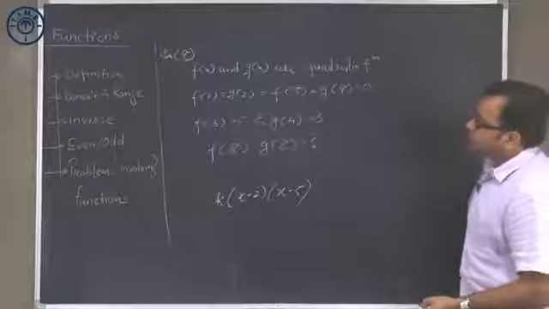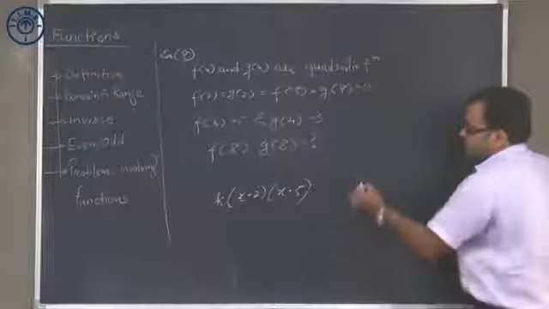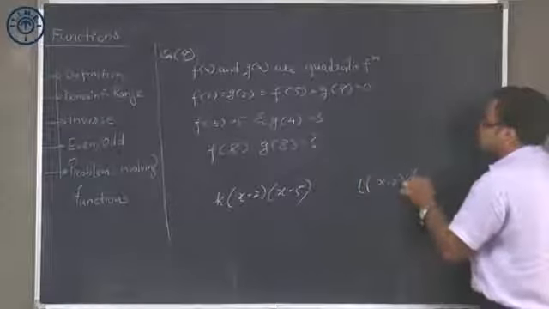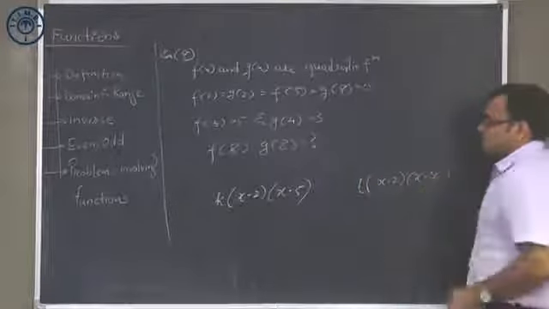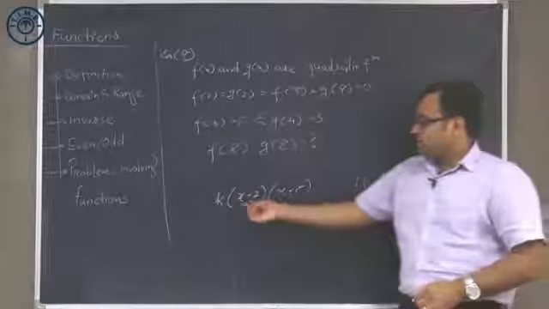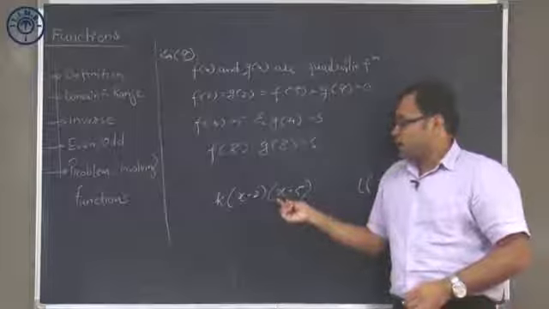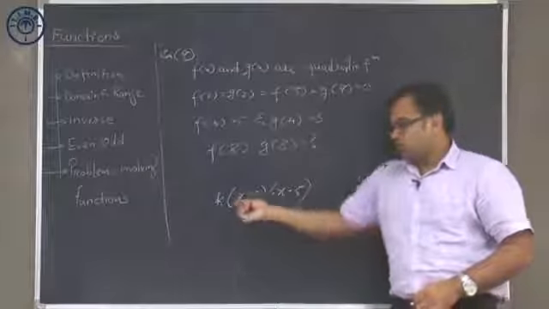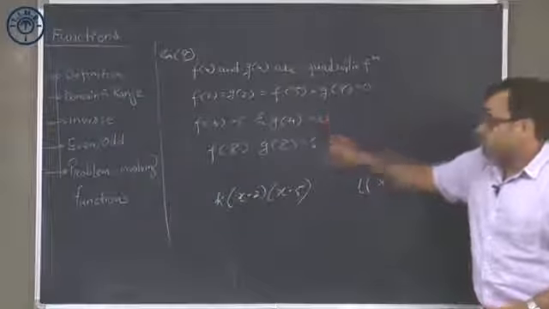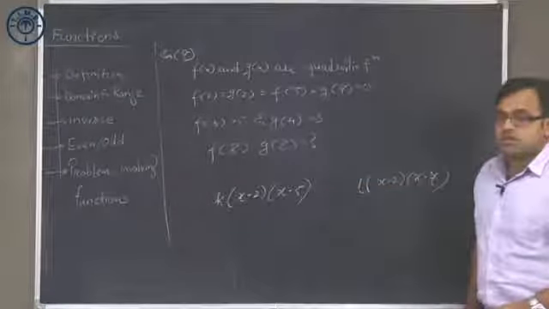Similarly, in the case of g, let's say the constant is L into x minus 2 into x minus 7. This is the general form of the second expression, so that if x equals 2, this becomes 0, and if x equals 5, this becomes 0. There is some constant k by which it has been multiplied. Using the third condition, we would be able to find the value of this constant.